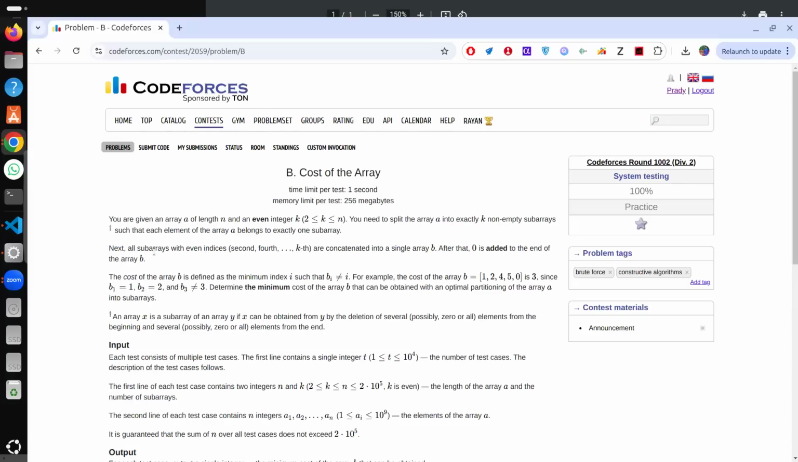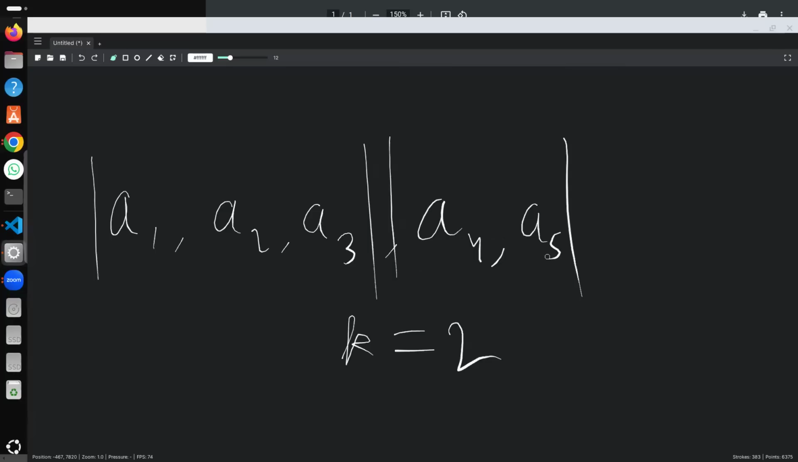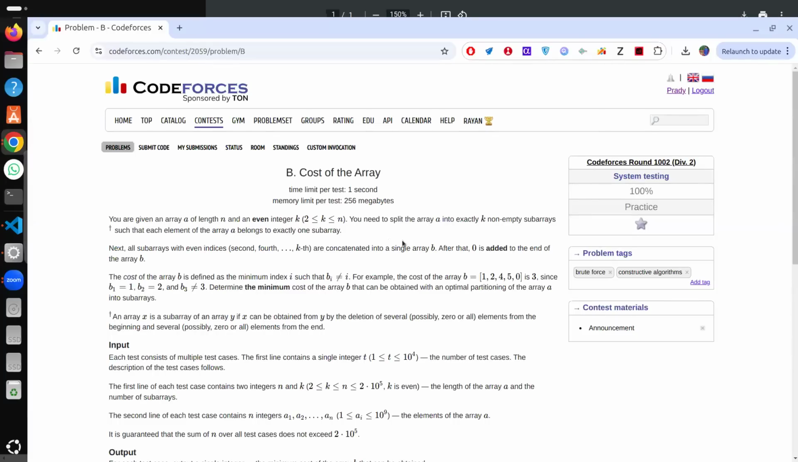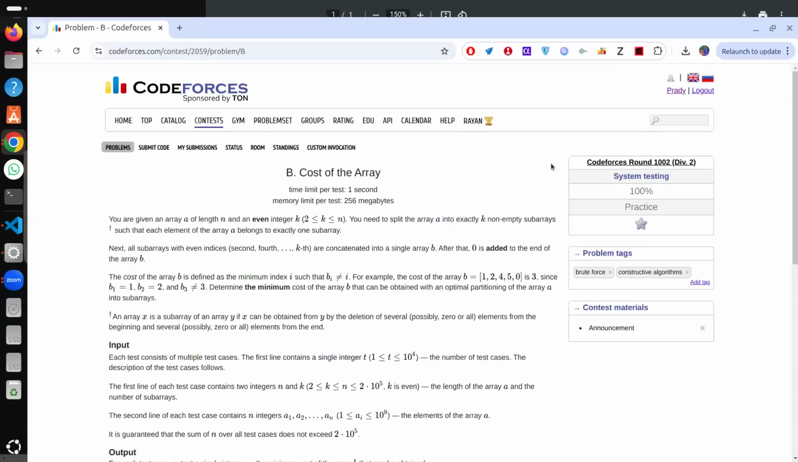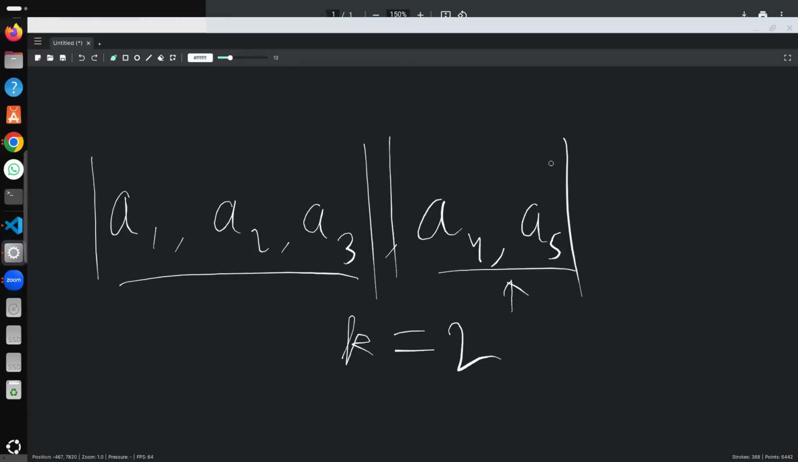Next, all the subarrays with even indices, second, fourth, up to kth. In this case, this is the first group, second group, etc. The second group are concatenated into a single array B. So we make a single array B out of all the even groups. If k was larger, like 4 or 8 or 10, then more even indices would be there, so we'll concatenate all of them. After that, 0 is added to the end of the array B.